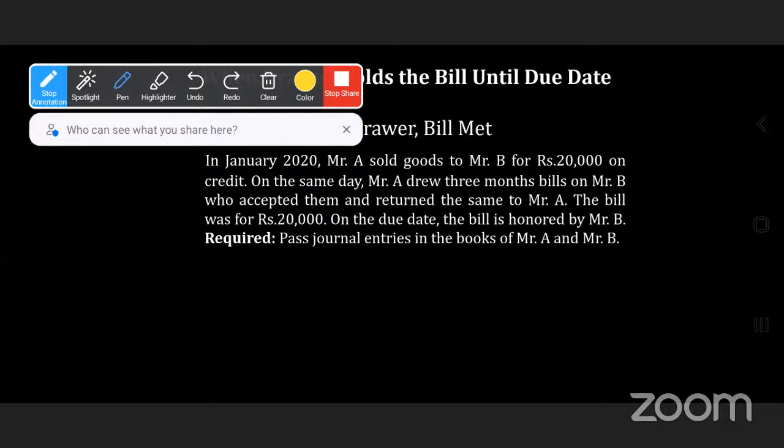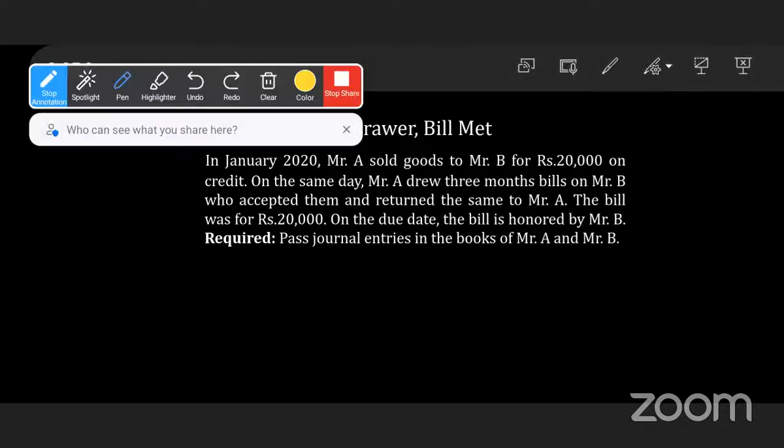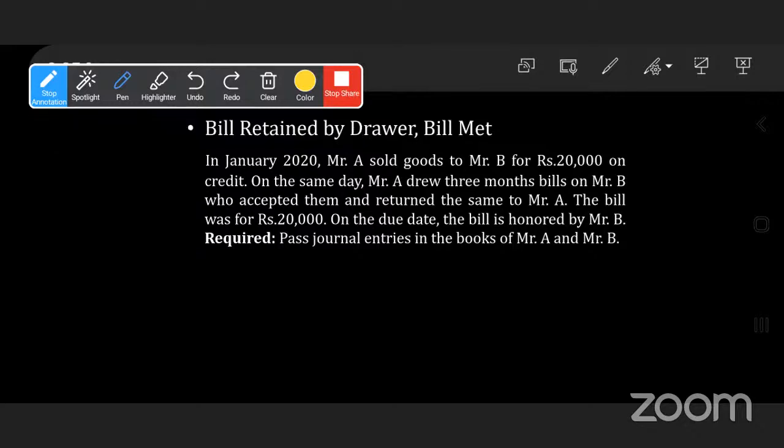So on the due date, the bill is honored by Mr. B. Pass journal entries in the books of Mr. A and B. So 2 journal entries have already been passed, and the last journal entry is on the due date, when the bill is honored by Mr. B. So on the due date means how to calculate it.